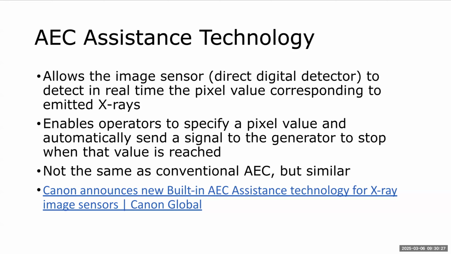But it enables the operator to specify a particular pixel value, and then it will automatically send a signal to the generator to stop the exposure when that value is reached. So similar to how AEC works, in that when a certain amount of exposure or signal is collected in the photocell, it sends the signal to the generator to cut the exposure off. It works similarly to that, but I don't know exactly how. It has to do with the pixel values themselves, and that's why you can use it on portables or tabletop, because it's built into the detector itself.